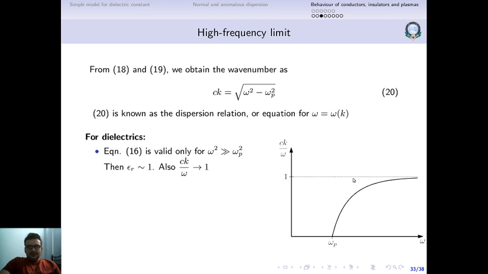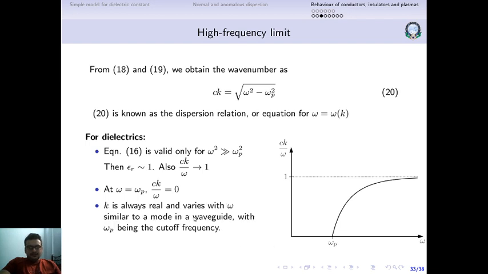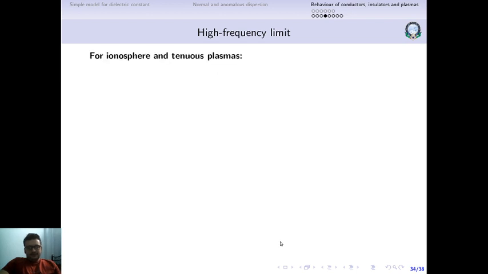Okay, so ck by omega will tend towards 1. Then at omega equal to omega p, ck by omega is going to be 0. So this behavior is as if you have a waveguide which has a cutoff frequency. So for dielectrics, this omega p acts as some kind of a cutoff frequency. So k is always real and it varies with omega in a way which is similar to a mode traveling in a waveguide. And omega p we can interpret in that case as a cutoff frequency.